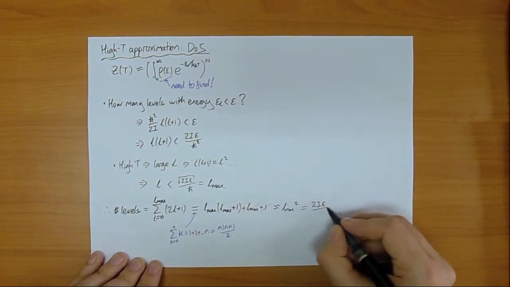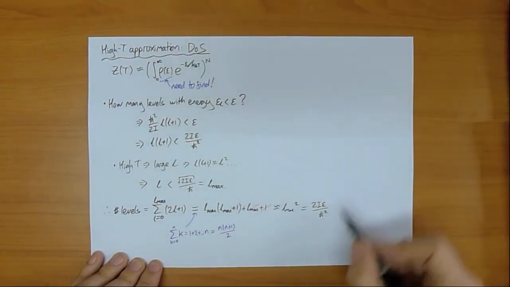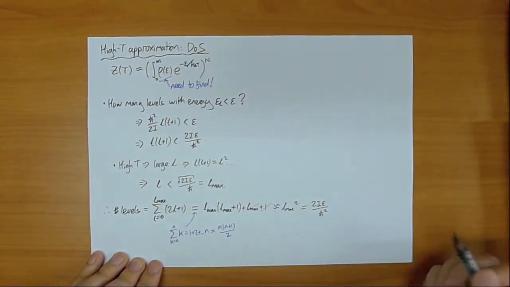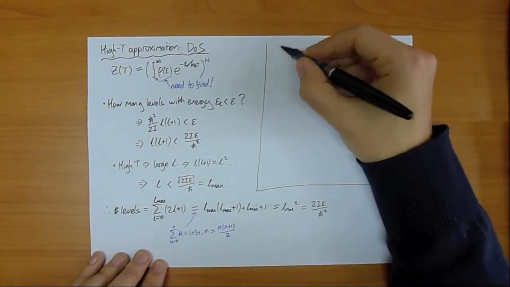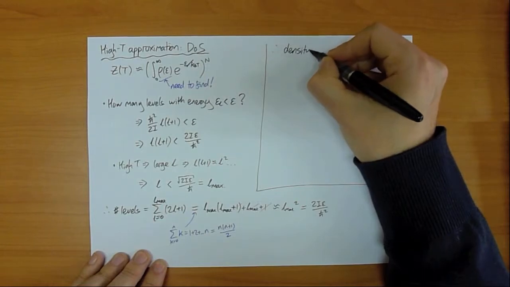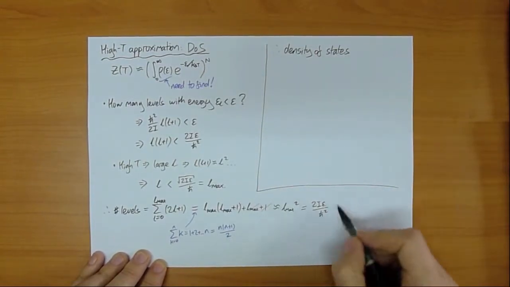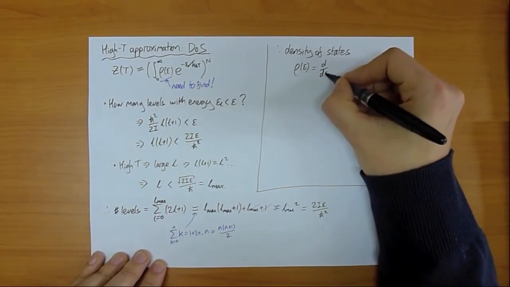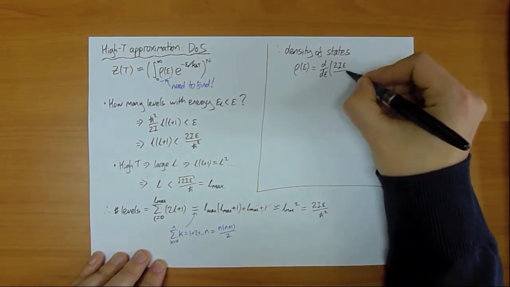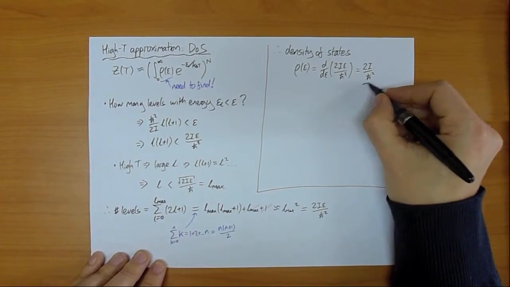which from this formula here is 2I epsilon over h bar squared. So the number of levels with energy less than epsilon is approximately given by 2I epsilon divided by h bar squared. Therefore, the density of states is just given by the derivative of this function. So rho of epsilon is d by d epsilon of 2I epsilon over h bar squared. That's dead easy. This is 2I over h bar squared.